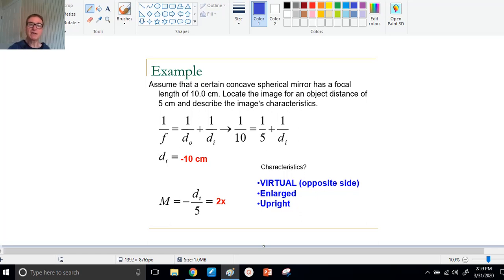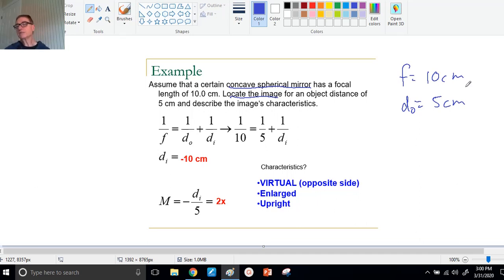Let's say that we have a concave spherical mirror that has a focal length of 10 centimeters, so f equals 10 centimeters. We would like to locate the image for an object that has a distance of 5 centimeters, so do equals 5 centimeters. And we want to describe the characteristics of the image.